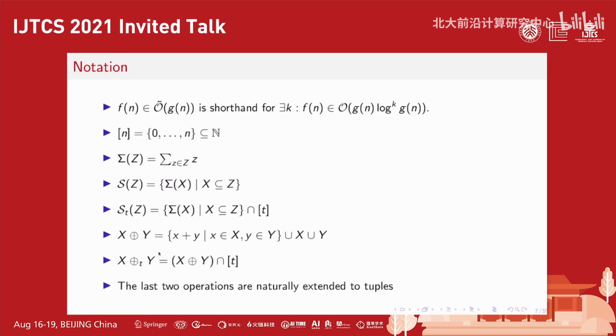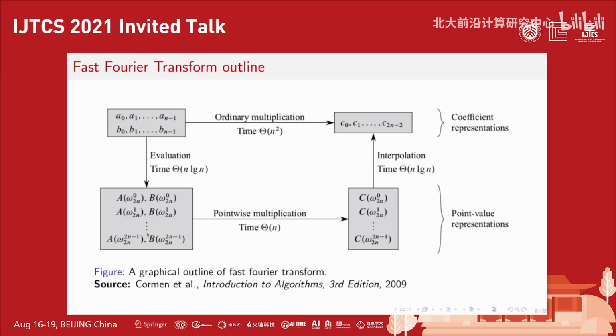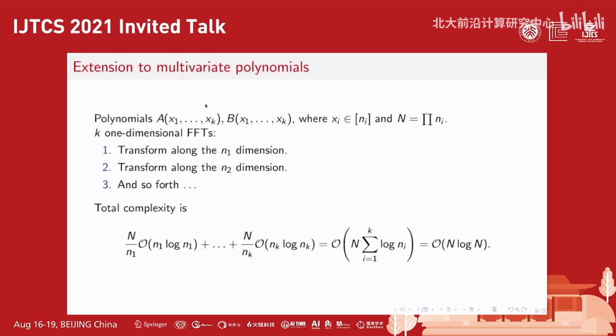Now, the interesting part is that these two operations are naturally extended to tuples. Hence, x and y can also be sets of tuples instead of simply sets of integers. We assume that the audience is familiar with the fast Fourier transform algorithm, but for those that are not, just keep in mind that there is an algorithm to multiply two polynomials of degree n in time theta n log n.